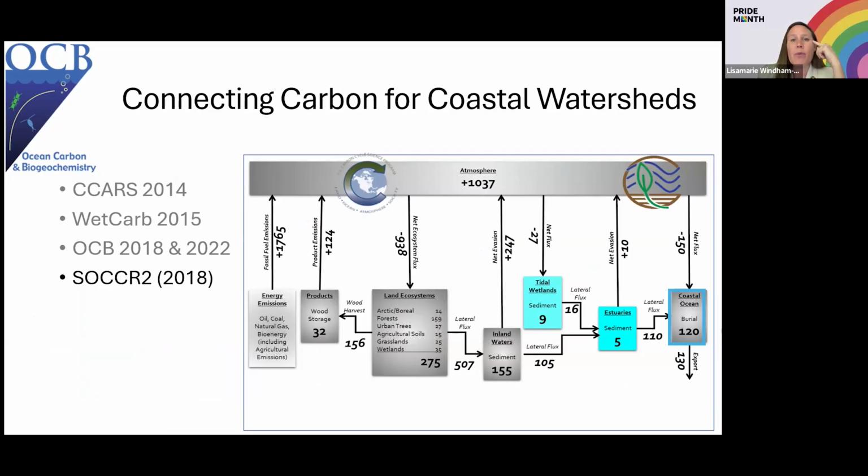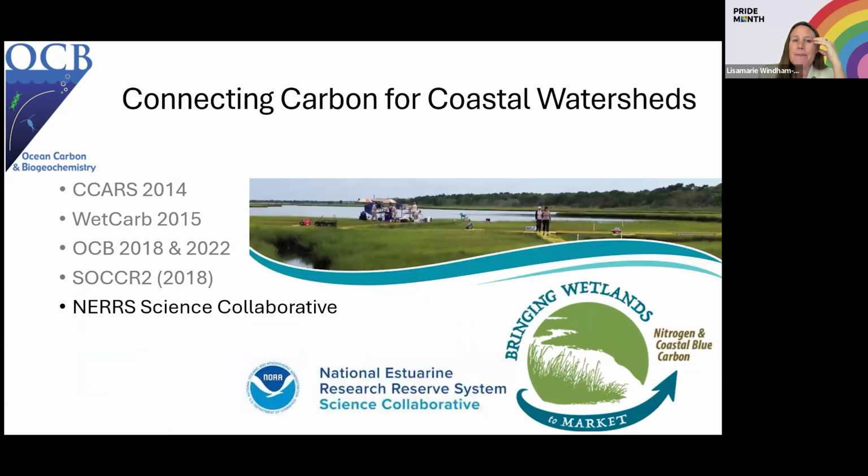Next. The Second State of the Carbon Cycle Report came out in 2018, and for the first time, it highlighted the significant role of tidal wetlands and estuaries in the North American carbon budget. It also showed significant sequestration in the coastal ocean. And so these SOCCR2 chapters were like coming out parties for the coast, but they also highlighted the extreme uncertainty and research gaps.